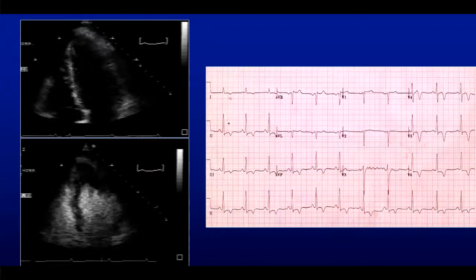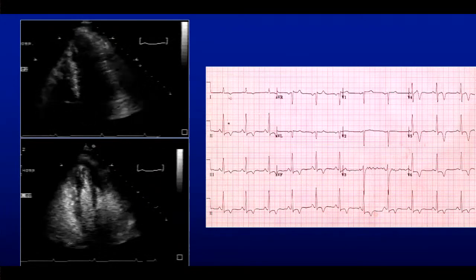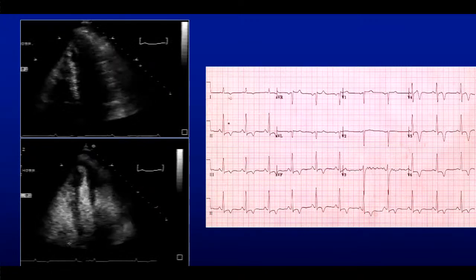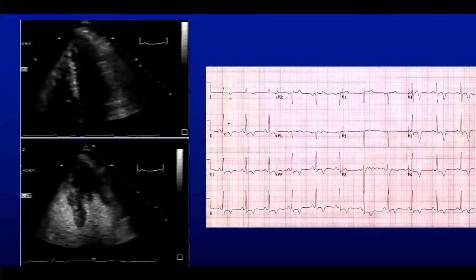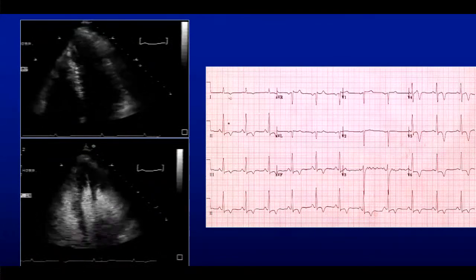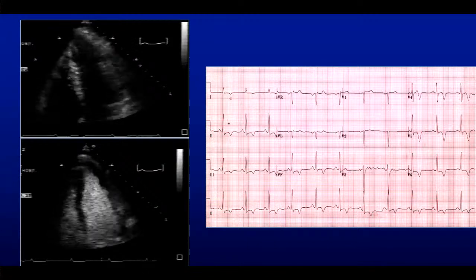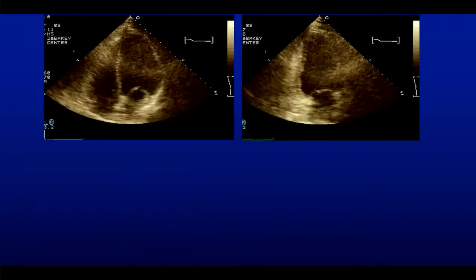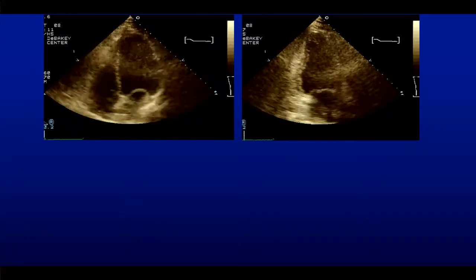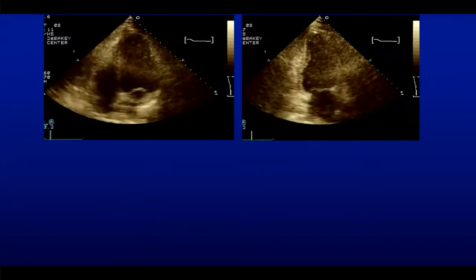If you see such an EKG and the interpretation of the echocardiogram is completely normal, you'd better knock on the door of the echo lab and say, let me see it, because it is at times very tricky to diagnose an apical hypertrophic cardiomyopathy. So you gotta be very careful about that. Okay, how about this? Take a look at this case here.